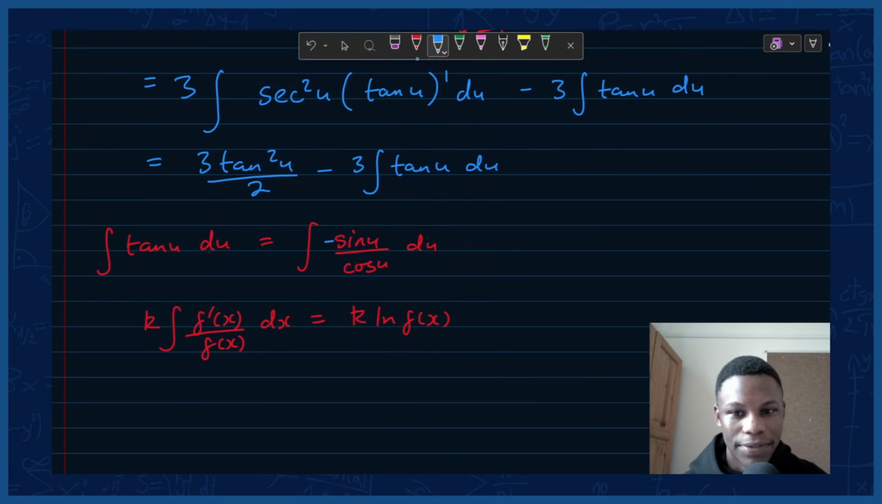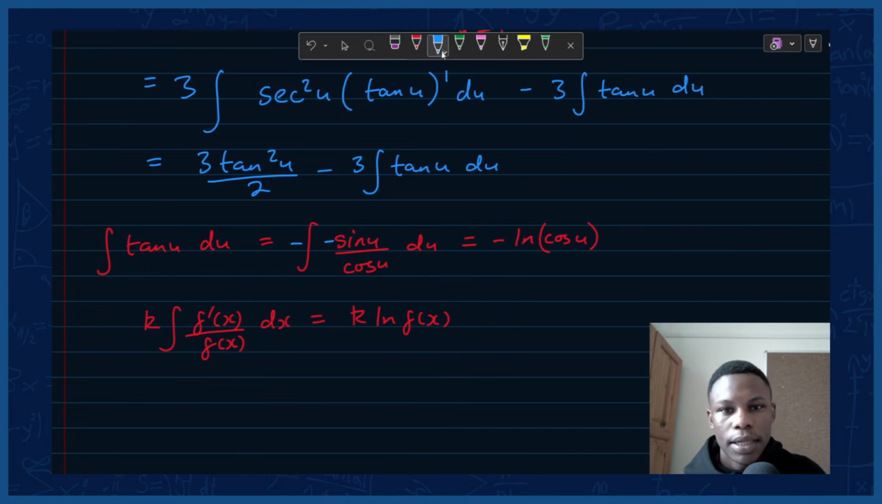If I put a negative sign, then I now have f prime of x over f of x, because the derivative of cos is negative sine. However, I introduced that negative sign, which was never there to begin with, so I need to cancel it outside the integral sign. And so now I can integrate this as k ln f of x, so negative ln cos u.